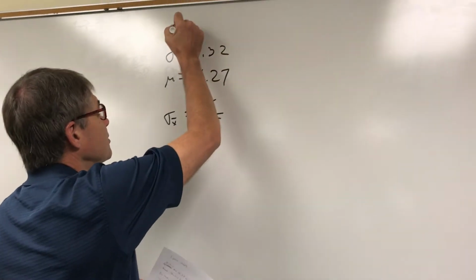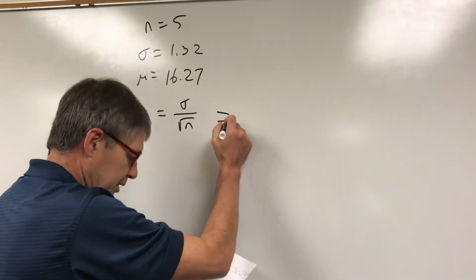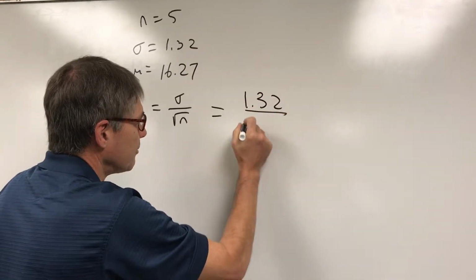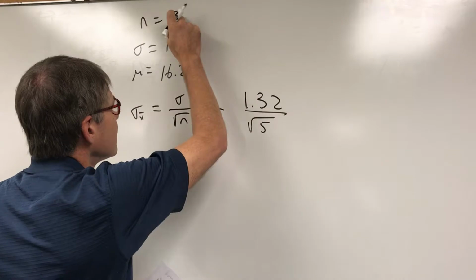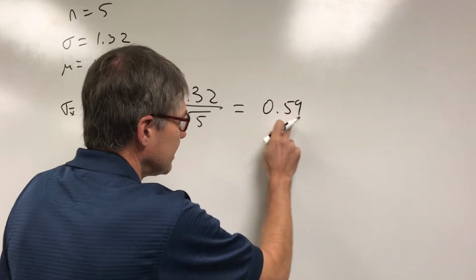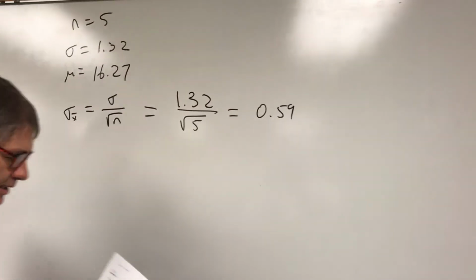In this case, I said our sample size is 5. So I plug that number in, it's 1.32 divided by the square root of 5. Do the math on that, I get 0.59. Now this becomes our standard deviation of the means.